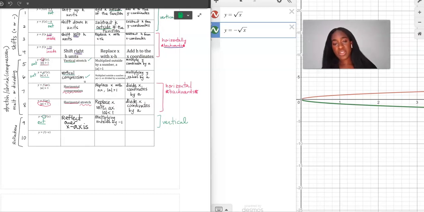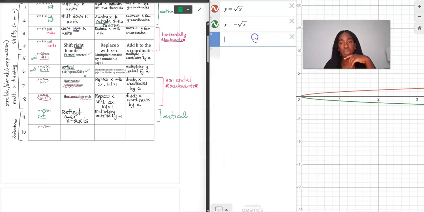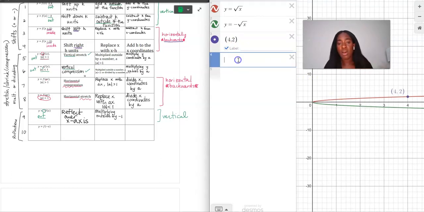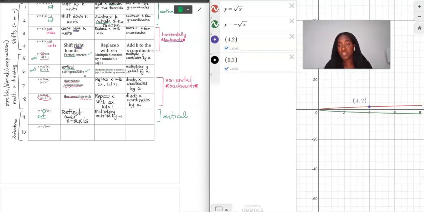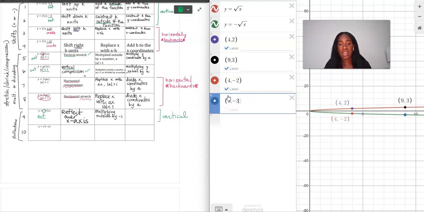And then to answer the last question of what's going on with the points, let's go look at some points that are on the original graph. Like for instance, the point (4, 2) is on the original graph. Why do I not see that? Oh, because we're not zoomed out enough. The point (9, 3) is on the original graph. So those are points that are on the regular square root function. And then when we reflect the graph over the x-axis, the point (4, 2) flips down to (4, -2). The point (9, 3) flips down to (9, -3).